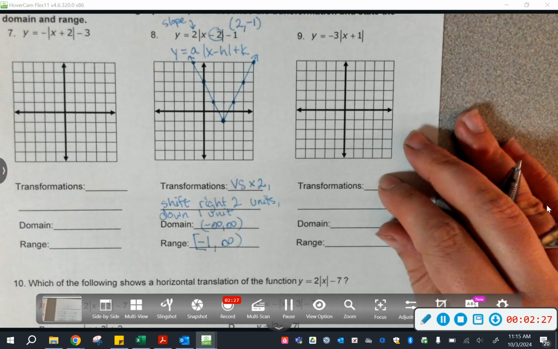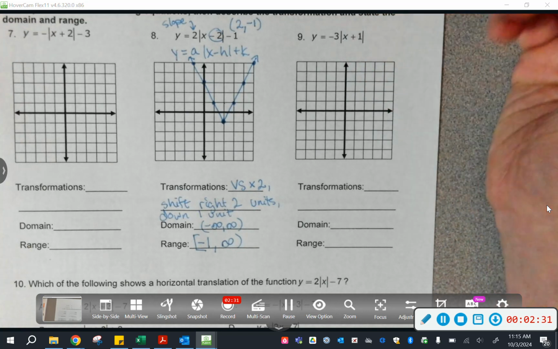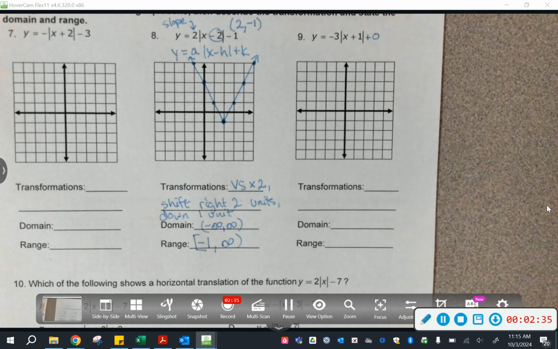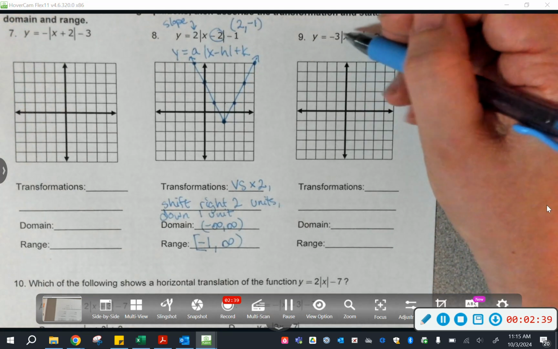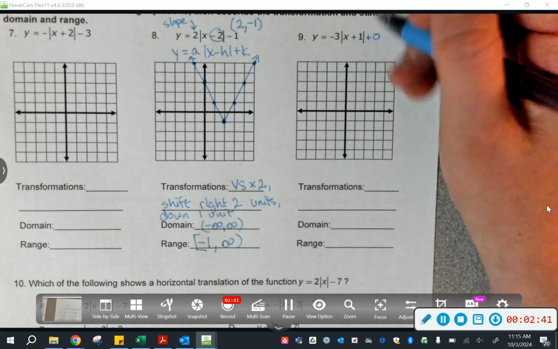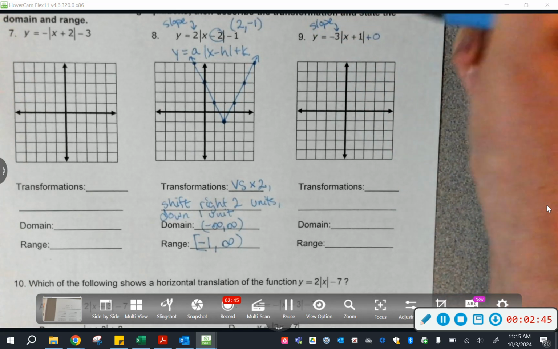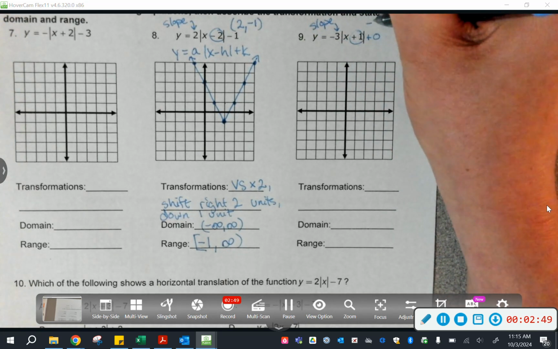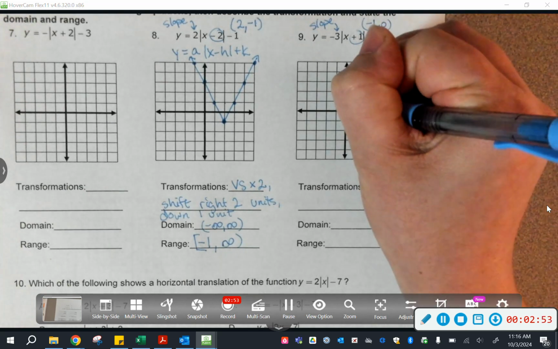Let's try number 9. We see an a, we see an h. We don't see a k, but we could add a 0 to the end without changing the value of anything that's input to the equation or what the output should be. So we know that our slope now is negative 3. For our vertex, we take h and change the sign every time. So we've got negative 1 and 0 as our vertex.